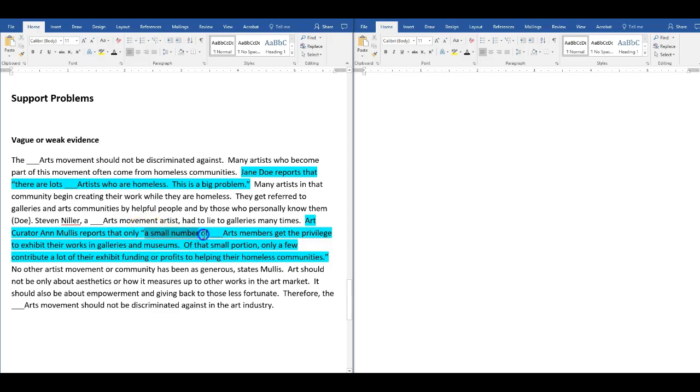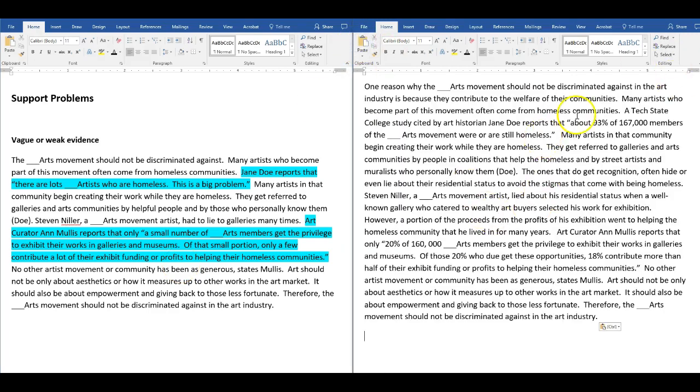And also here, "a small number of arts members, a small portion, a few contribute." It doesn't really give us the numbers. So what we want to do is, any type of evidence that we put in our paragraphs, we want them to be very, very specific, very numerical. The examples, we want them to be very, very detailed. Otherwise, our support is weak. So we want to always make sure that we use examples that are very specific, as in this case.